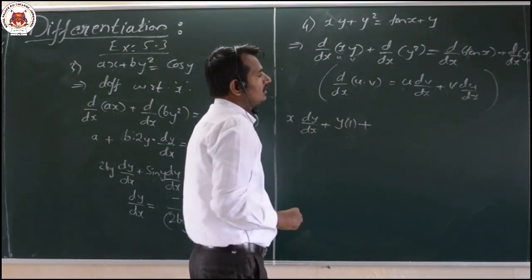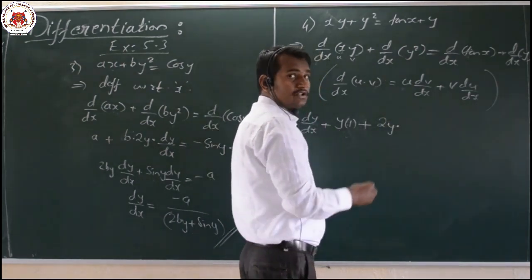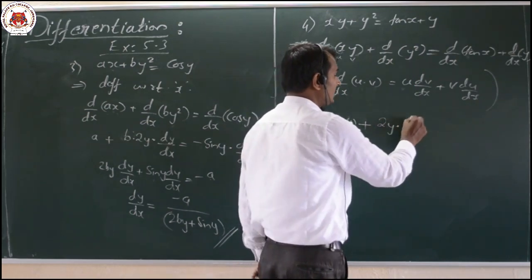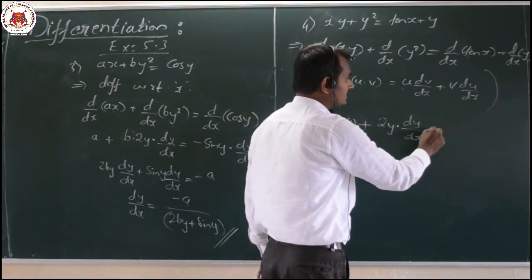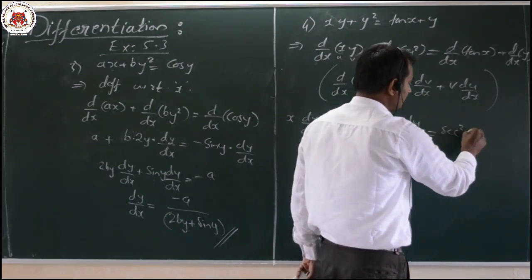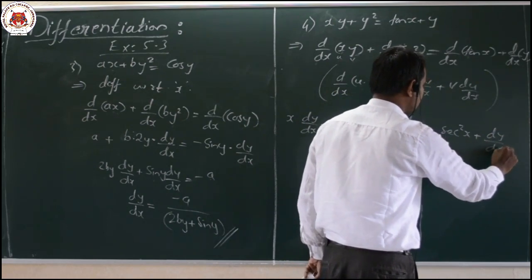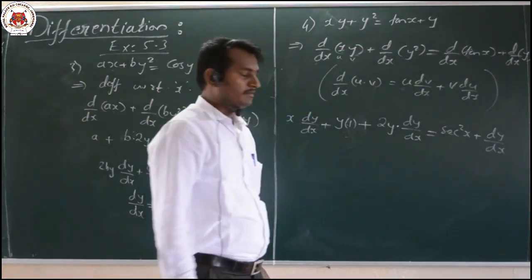Okay, next one. Now what is the differentiation of y square? That is 2y. According to the composition of function, we will have dy by dx equal to tan x differentiation becomes secant square x plus dy by dx. Okay, now our problem is over.